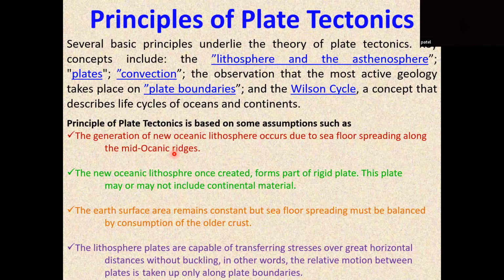The lithosphere, which we call plates, has the capability of transferring stresses over great horizontal distances without deformation. When the plates move without deforming, without changing shape, they transfer the stress over long distances. So these are the major assumptions. The first assumption is that at the oceanic ridge, new lithosphere is forming and sea floor spreading is going on, and the sea floor spreading is balanced by the consumption of the older crust. And the stress because of the movement of the plate is transferred a great distance without deforming the plates. So these are the major assumptions of plate tectonics.